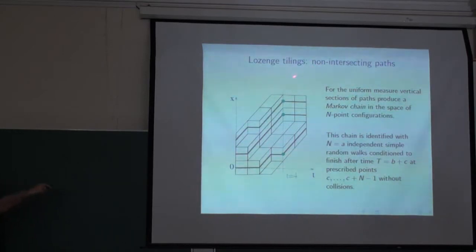How to do it? Just consider some vertical section of this picture at some fixed moment in time. Well, this section will be just some collection of points. So in this picture, that will be a collection of 3 points. Then if you change your vertical line, then you will get some evolution. And the uniform measure on non-intersecting paths exactly leads to Markov evolution. So that will be just a Markov chain, in our case, on 3-point configurations. And informally speaking, you can say that this is a chain just given by conditioning n, where n is this side, independent Bernoulli random walks to finish at prescribed points and to have no intersections.